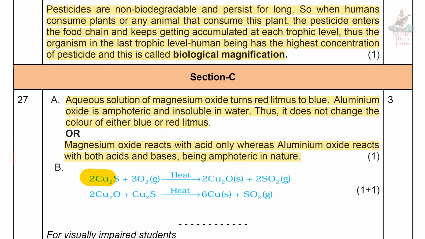Answer. 2Cu2S plus 3O2 gas in the presence of heat gives 2Cu2O solid plus 2SO2 gas. 2Cu2O plus Cu2S in the presence of heat gives 6Cu plus SO2 gas. So friends, A carries 1 mark and B carries 2 marks, 1 plus 1 for each equation.